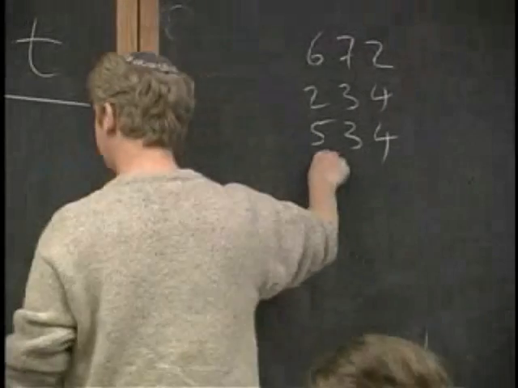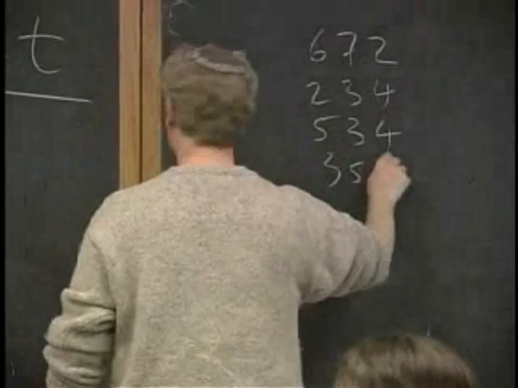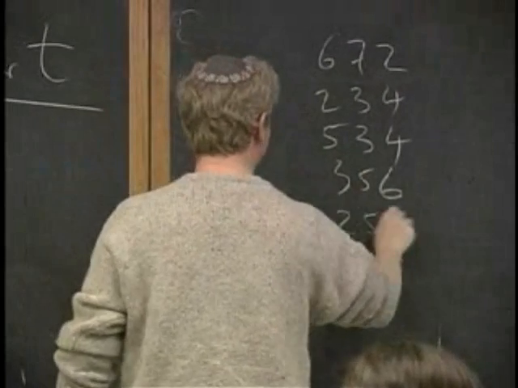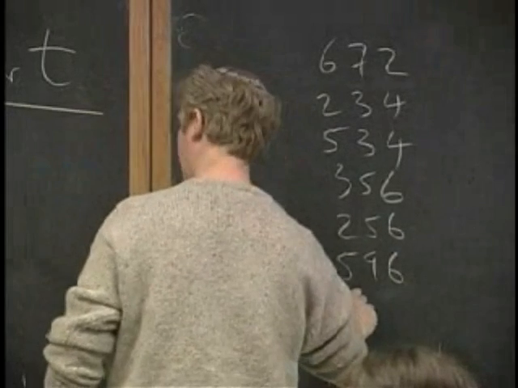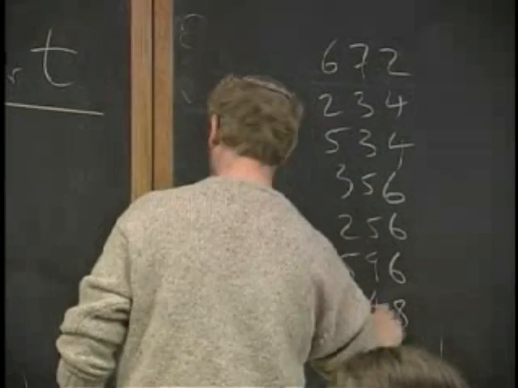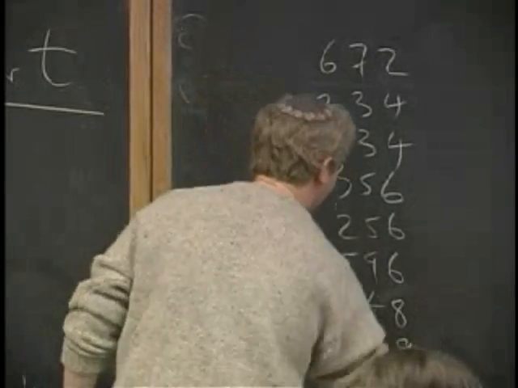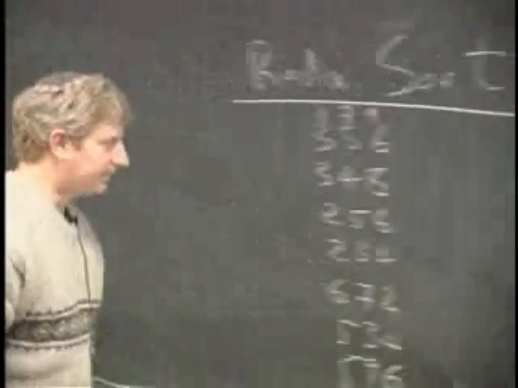And what's the next one? 356, 256, 596, 348, 179. All right. Why do you have to keep a linked list?